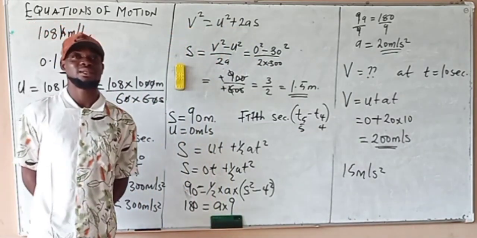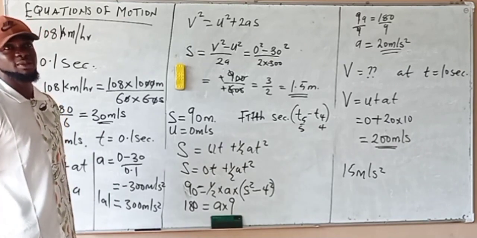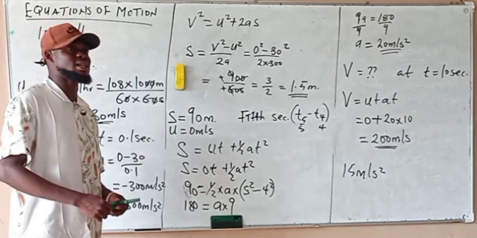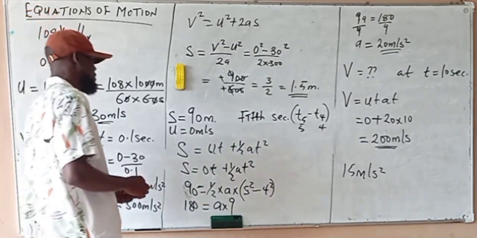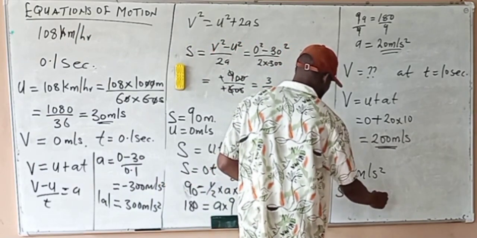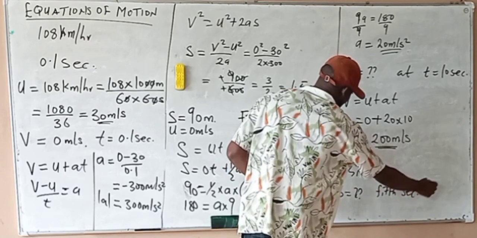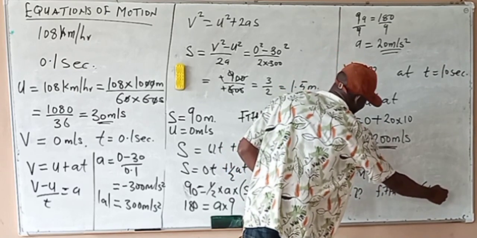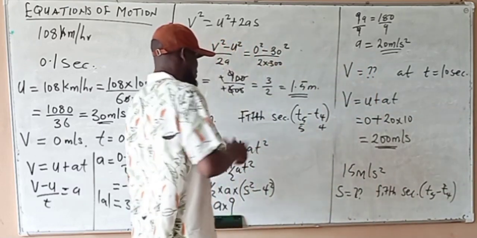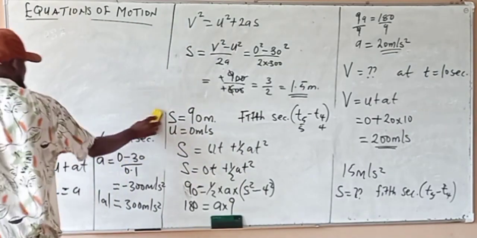Calculate the distance moved by this body in the 5th second. What will be the distance moved in the 5th second? It is T5 minus T4, just the 5th second. So let's start. How are we going to go about solving that?